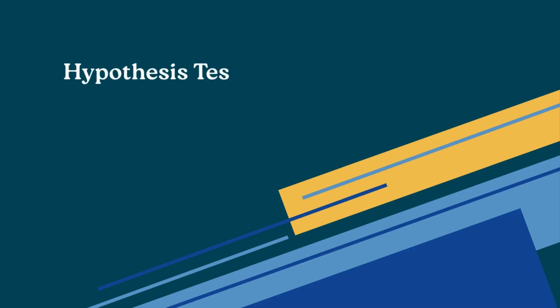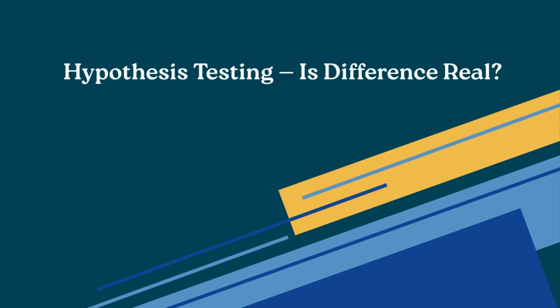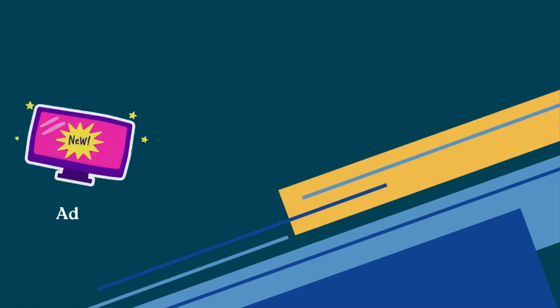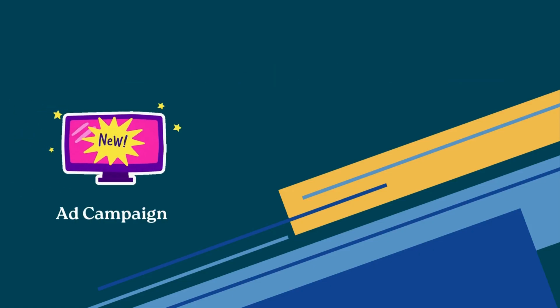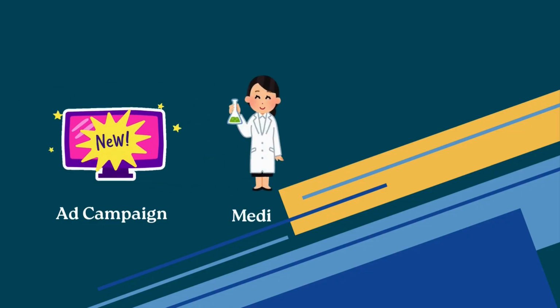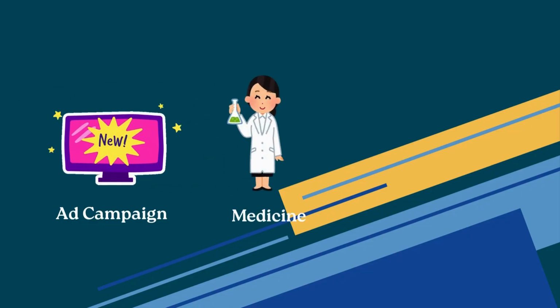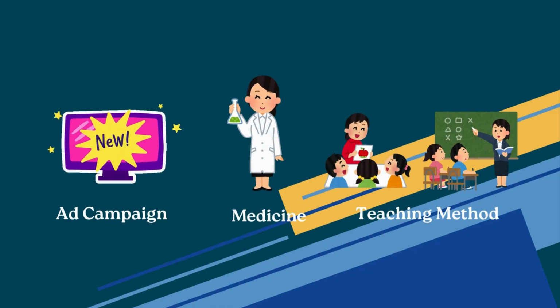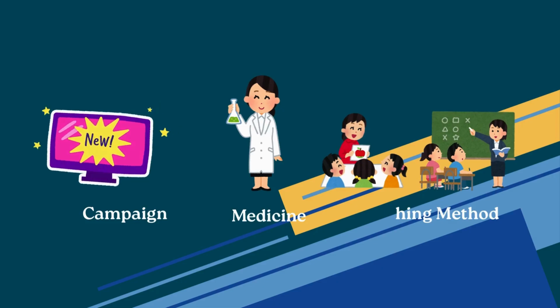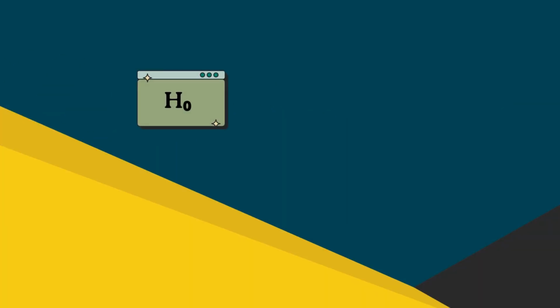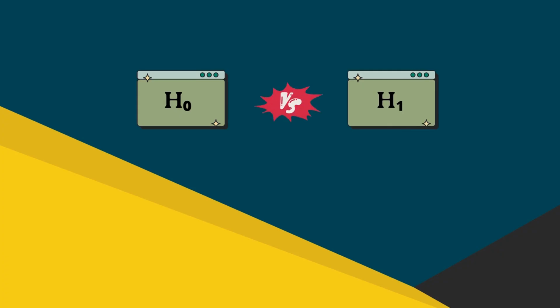Second, hypothesis testing shows if a difference is real. Now, sometimes we want to test ideas or claims. For instance, is our new ad campaign increasing sales? Does a new medicine work better than the old one? Are two teaching methods producing different results? In such cases, we set up a null hypothesis, H0, the assumption that there is no real effect or difference, and an alternative hypothesis, H1, which represents the new claim we want to test.